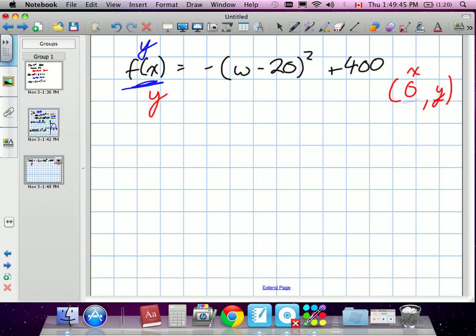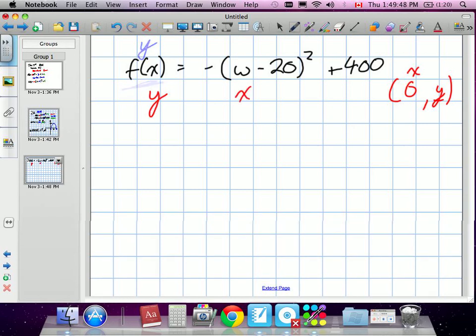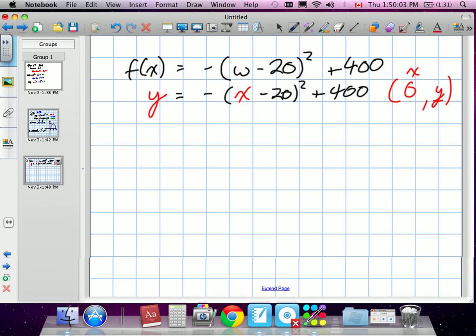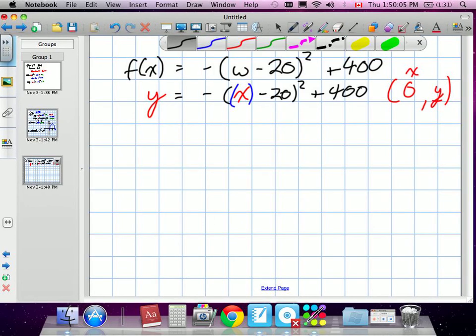So our equation with x and y as the variables is y equals negative (x minus 20) squared plus 400. We're going to plug in the number 0 for x, and then solve for y. So y is equal to negative (0 minus 20) squared plus 400.